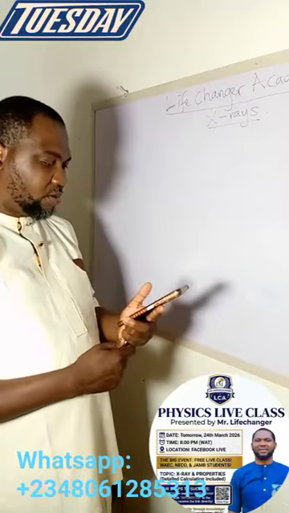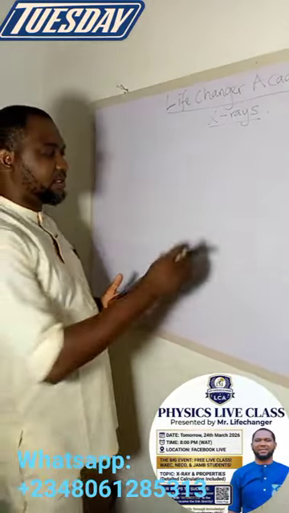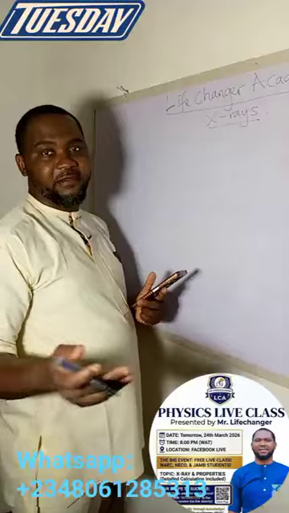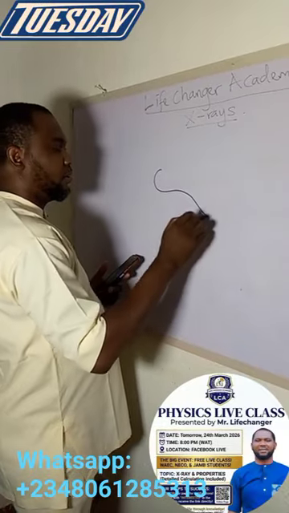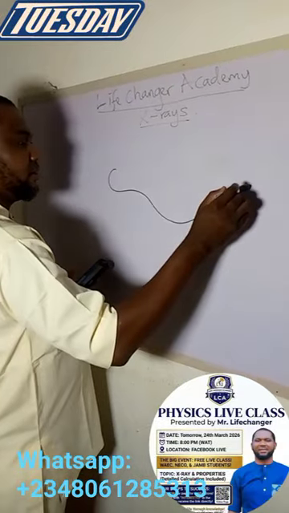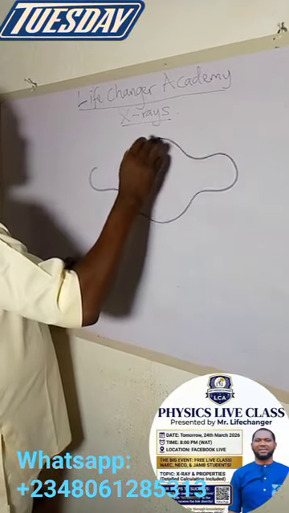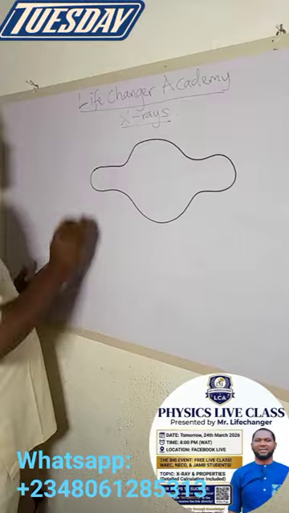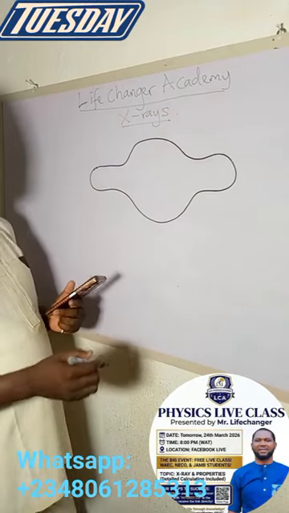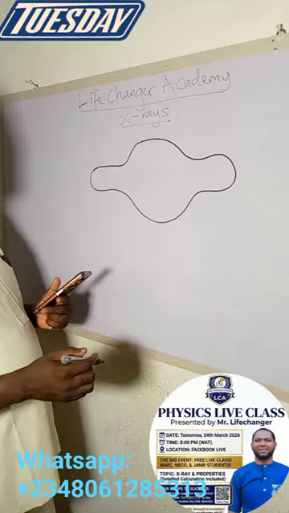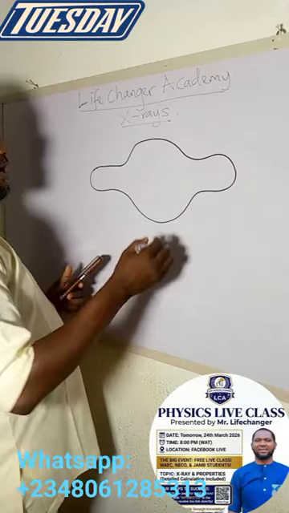So the next is how X-rays are formed. Now, there is what we call the X-ray tube. That is where X-rays are produced. This is a tube. You can call it a vacuum.